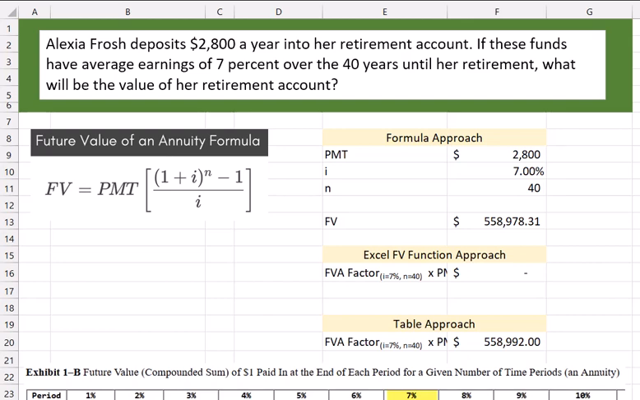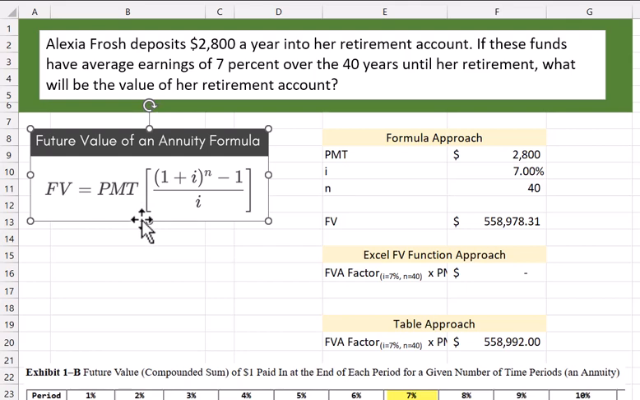Okay, hi everyone. What we're going to do in this quick example is demonstrate three different ways to calculate the future value of an annuity. Now, the problem appears right here, in this little block of area. Alexia Frosch deposits $2,800 a year into her retirement account. If these funds have average earnings of 7% over the 40 years until her retirement, what will be the value of her retirement account? Now, this is the formula right here, and we could calculate this with a calculator.